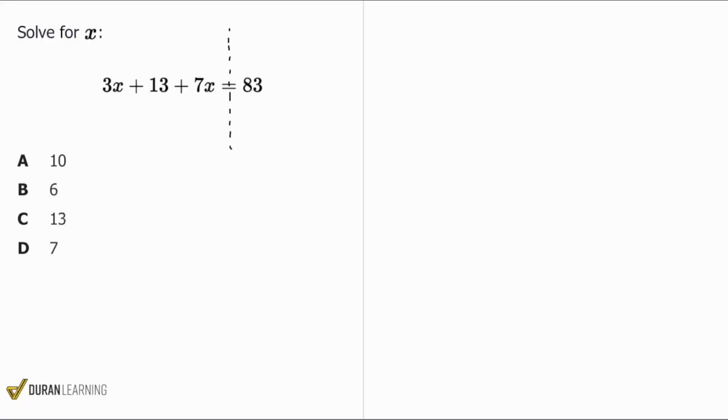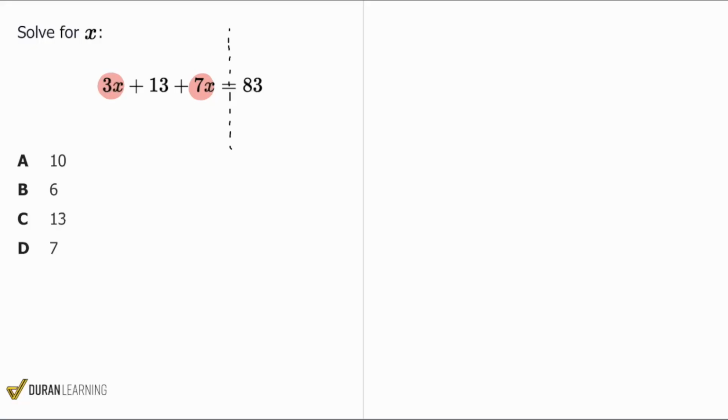So you tell me in the chat box, everybody, help me out. The 3x and the 7x, are they on the same side or opposite sides? You tell me. Yeah, they're on the same side. So when they're on the same side, we don't need to move them to the same side because they're already together. What we're actually thinking of doing here is combining like terms.